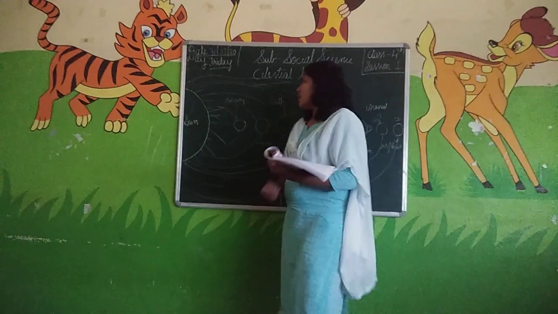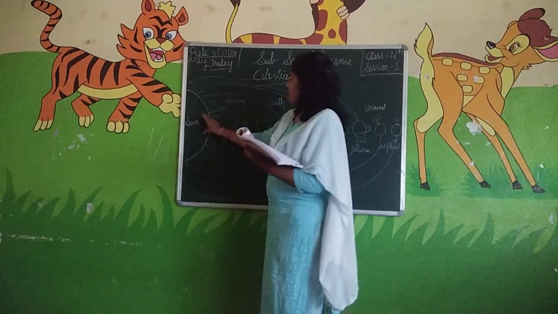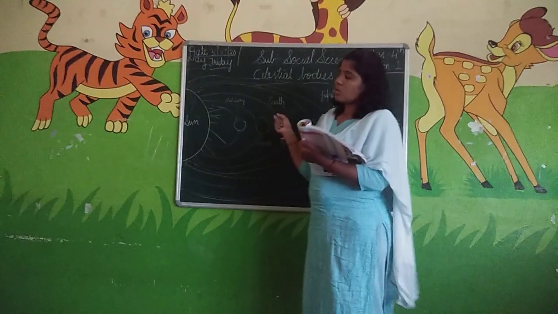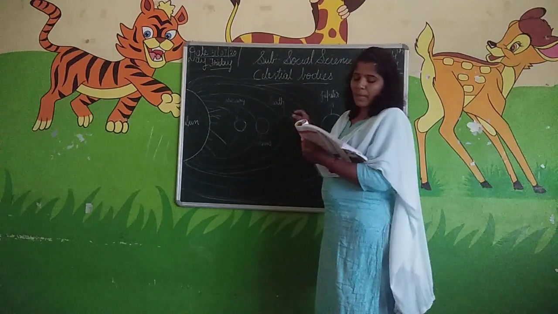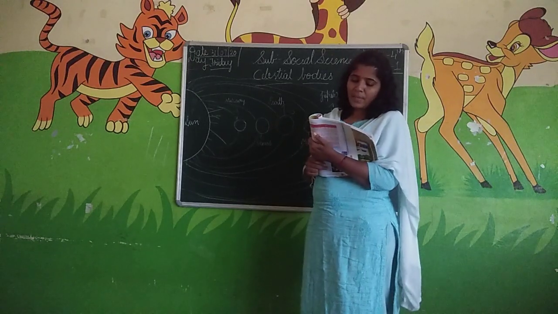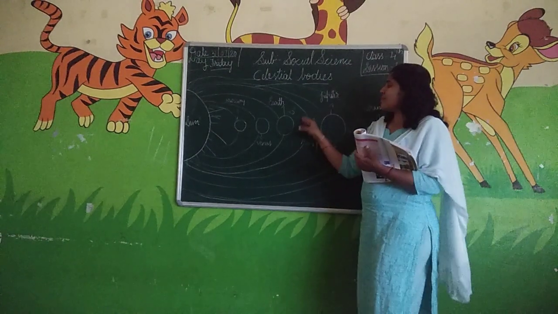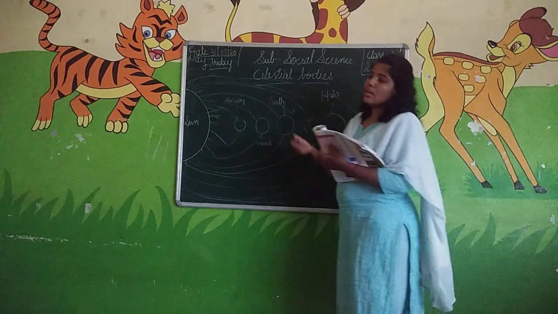The sun is a star, made up of hot gases. The earth revolves around the sun, and not only the earth, the remaining 7 planets also revolve around the sun. Not only the 8 planets, along with the 8 planets, their satellites also revolve around the sun.